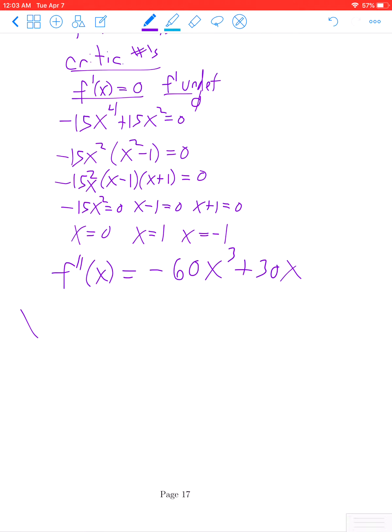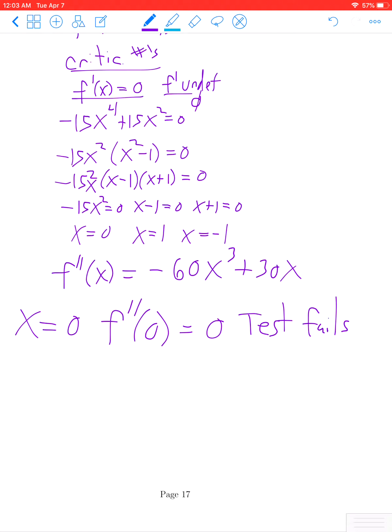If I plug in x equals 0, it turns out that f double prime of 0, if you work it out, is equal to 0, which means that the test would fail. So we don't know immediately whether at x equals 0 we're going to have a relative max or a relative min. Let's come back to that one in a moment.